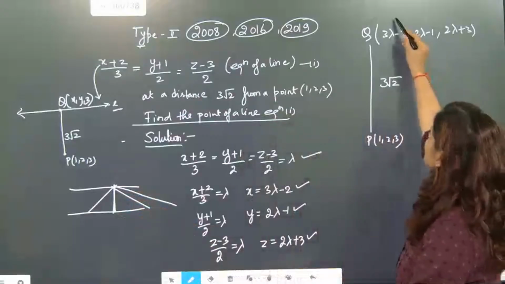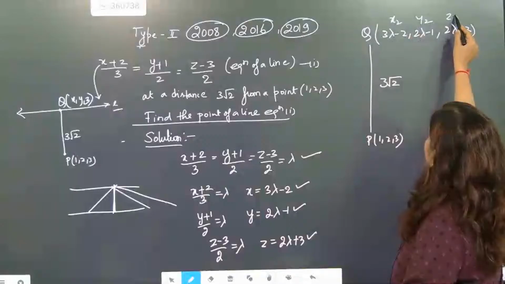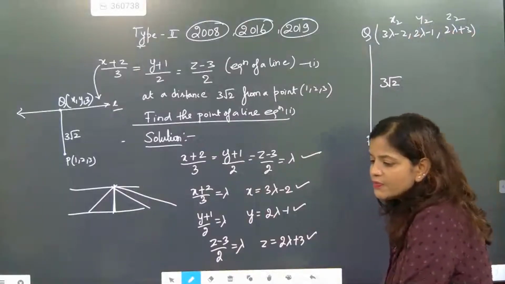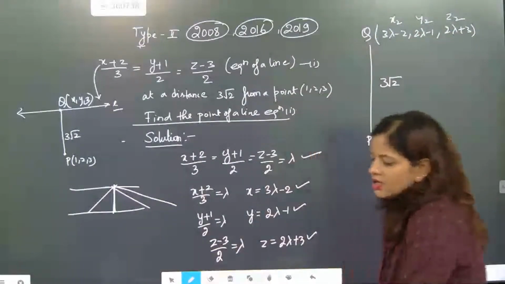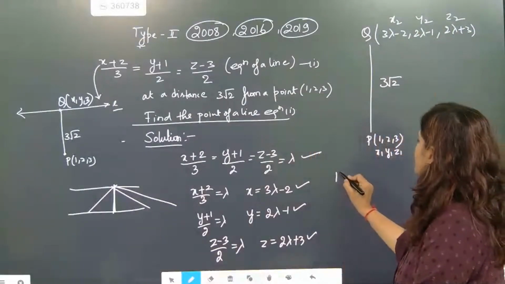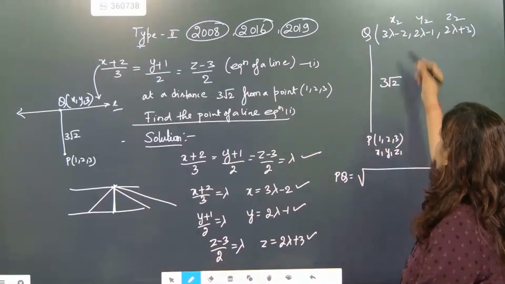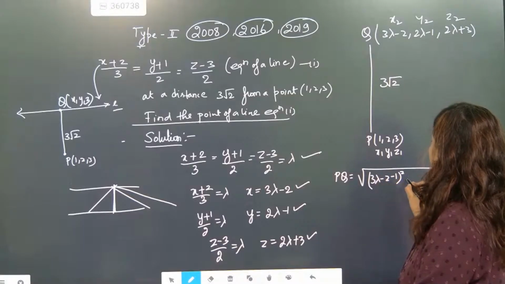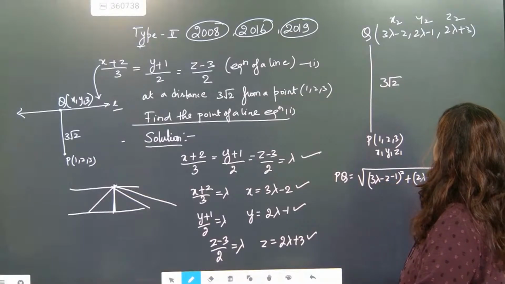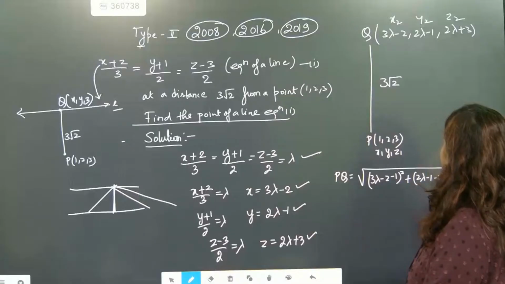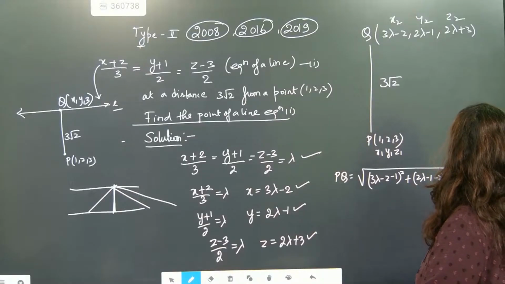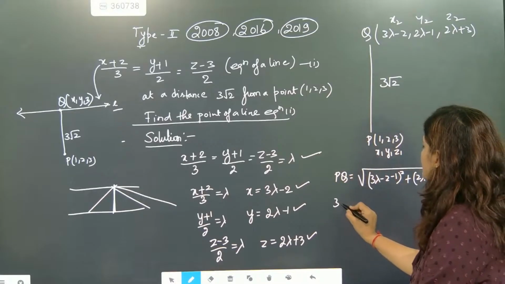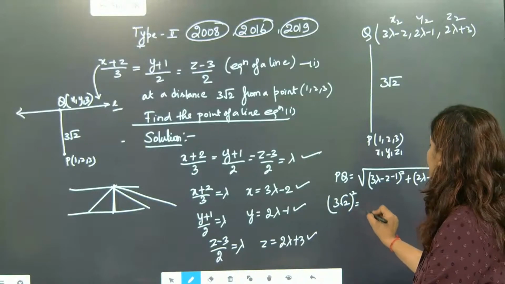So now how can we write the distance? This one will be x2, y2, z2 and this is x1, y1, z1. And beta, what is the distance formula? We know the distance formula. So PQ is equal to the square root of (x2 minus x1) that is (3 lambda minus 2 minus 1) whole square plus (2 lambda minus 1 minus 2) whole square plus (2 lambda plus 3 minus 3) whole square. And this PQ is 3 root 2. So when you square both sides, the root will get cancelled.